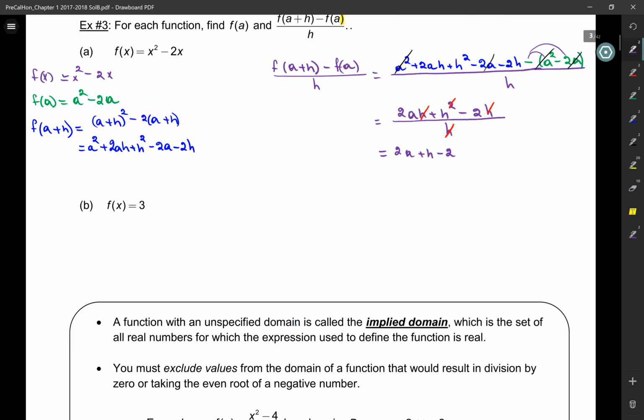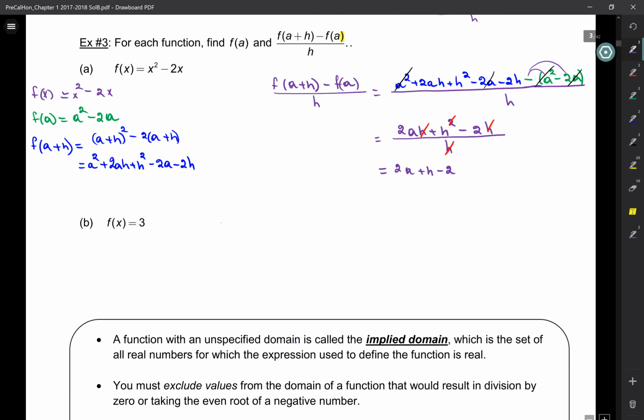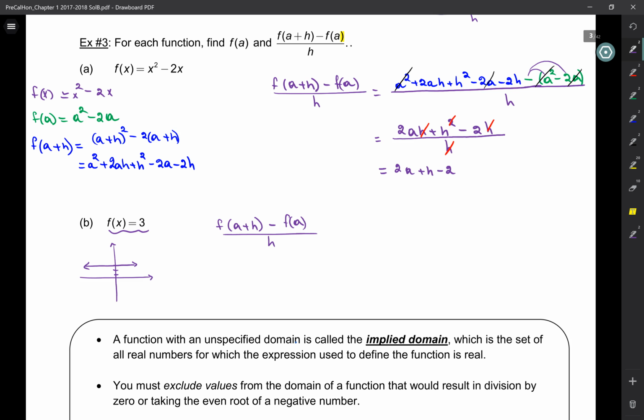Here, what we want now is, again, f of a plus h minus f of a over h. But now my function, f of x equals 3, this is my function right there. Let's take a look at this function. When x equals 0, what's f of 0? 3. What's f of 1?